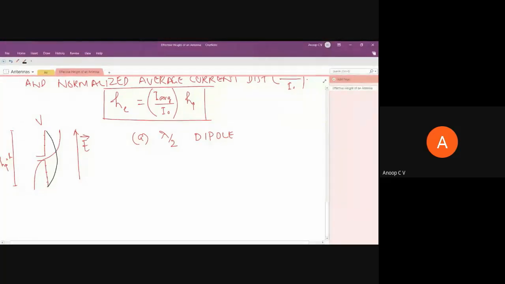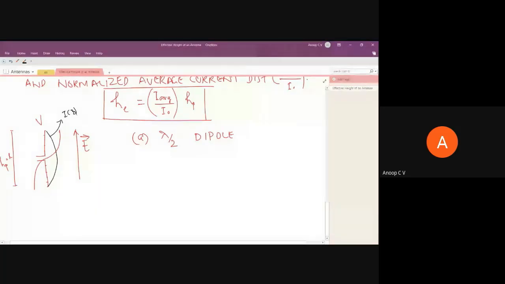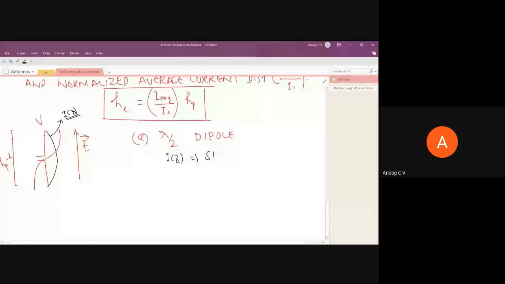So we are interested in the current distribution. This is the current distribution. I'll call it I of z. If the antenna is placed along the Z axis, the current distribution is I of z. It is sinusoidal, right? The current distribution is sinusoidal.